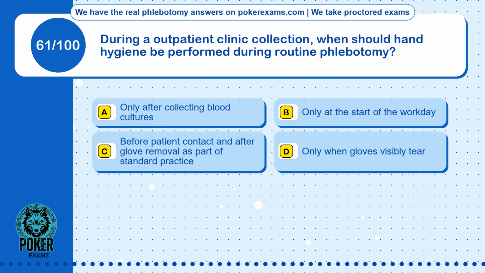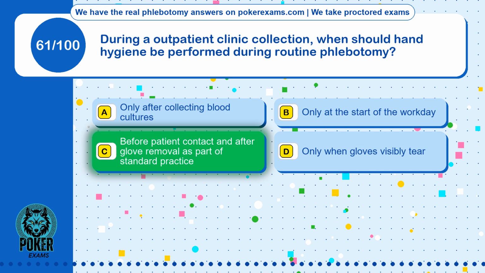Question 61. During an outpatient clinic collection, when should hand hygiene be performed during routine phlebotomy? Option A. Only after collecting blood cultures. Option B. Only at the start of the workday. Option C. Before patient contact and after glove removal as part of standard practice. Option D. Only when gloves visibly tear.